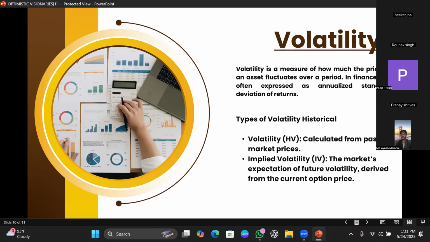There are two types of volatility. The first one is historical volatility. It is like checking someone's past behavior. It looks at previous price movements. The second one is implied volatility. Implied volatility is like predicting how someone might react tomorrow. It's what the market expects to happen in the future based on option prices.